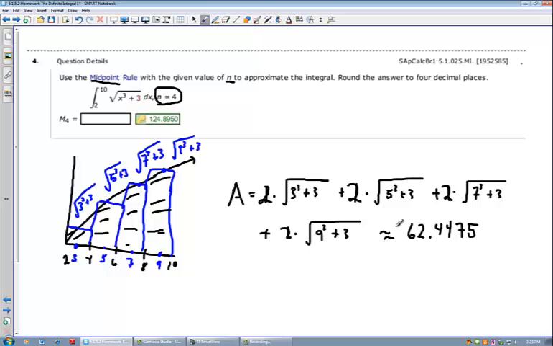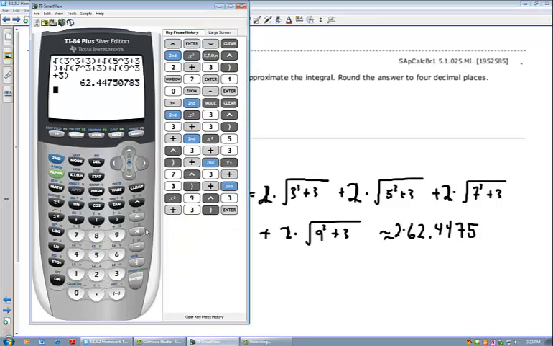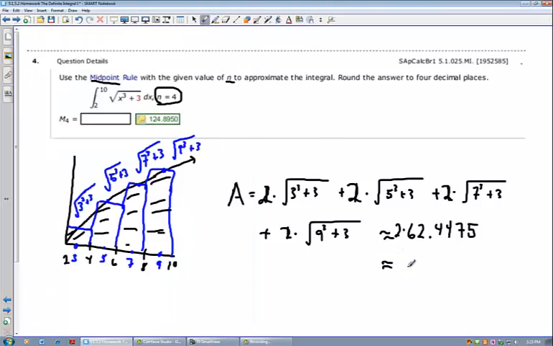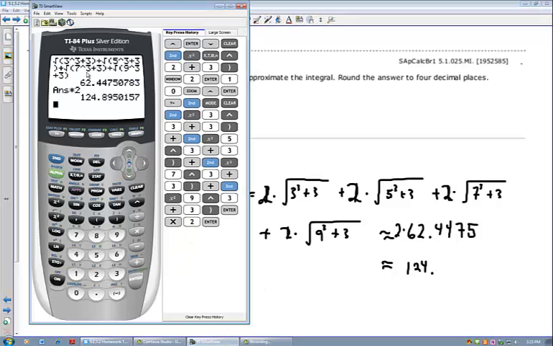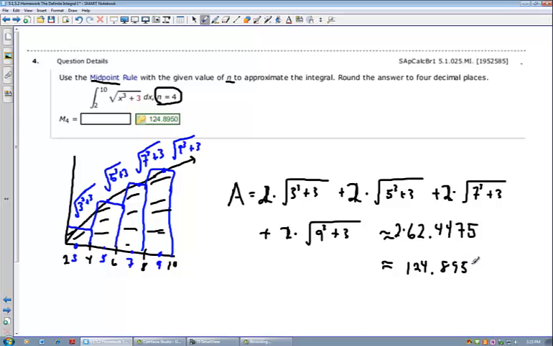And so I'm going to multiply this by 2. So it's 2 times that number. On my calculator, I just multiply this by 2. And I get 124.8950. So this one is actually approximately 124.8950 in 4 decimal places. So that's the answer.